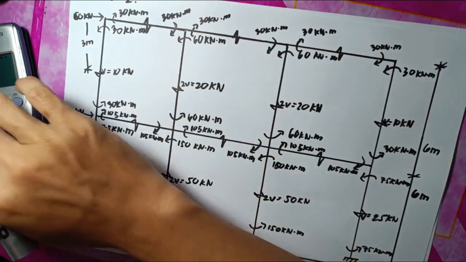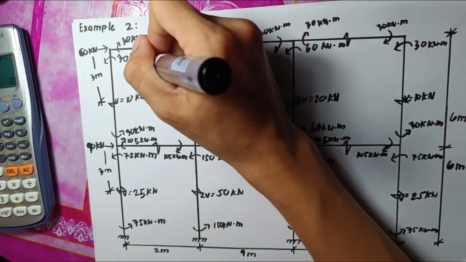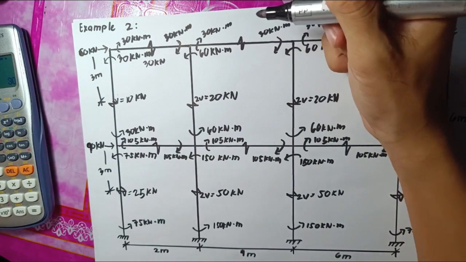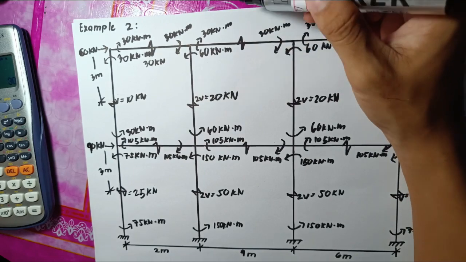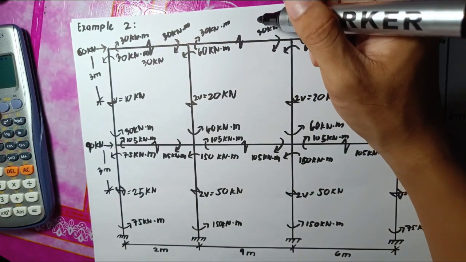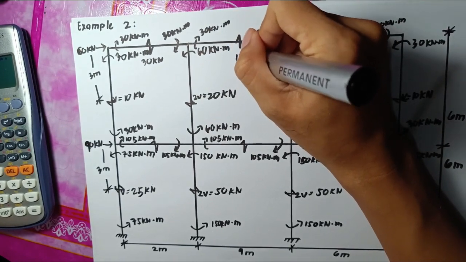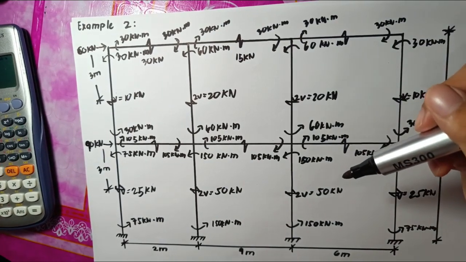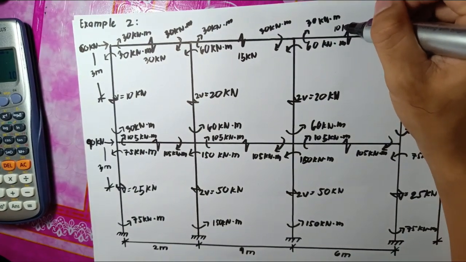Sorry, divide to 30 kN. So here, 30 plus 30, 60 divide 4, 15 kN. 30, 60 divide 6, so 10 kN.